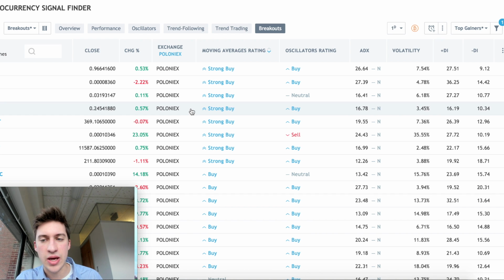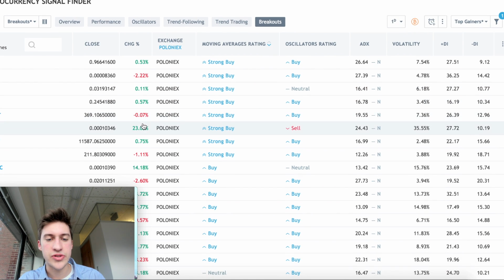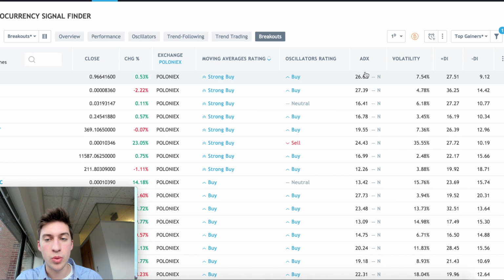You can write these down. These coins here, you can just keep them in mind, keep like 2 or 3 of them in mind, and then just search them here when we go on to the next thing.